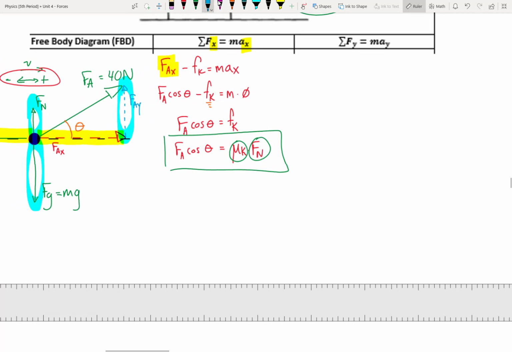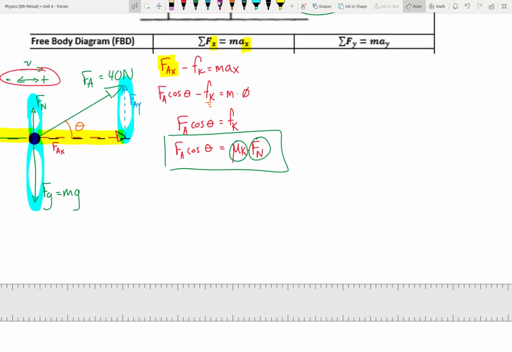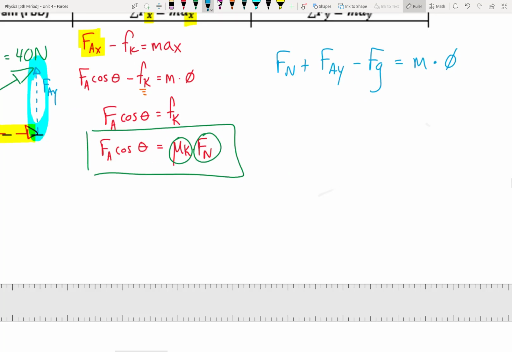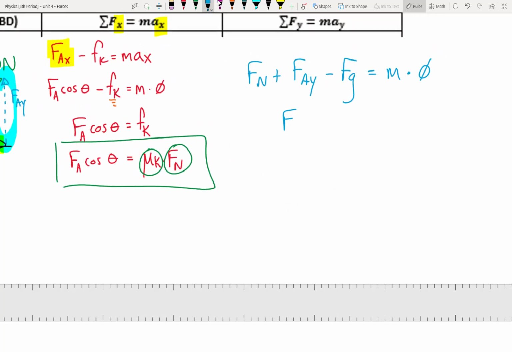So in the y direction, I look back at my free body diagram. I'm going to call up positive. So that means I got normal force plus Fay minus Fg, that's in the negative direction, equals mass times acceleration in the y. Acceleration in the y direction is also 0. No indication we're accelerating in the vertical direction. So that's still 0. That means these forces that are in the positive direction will balance out everything in the negative direction.